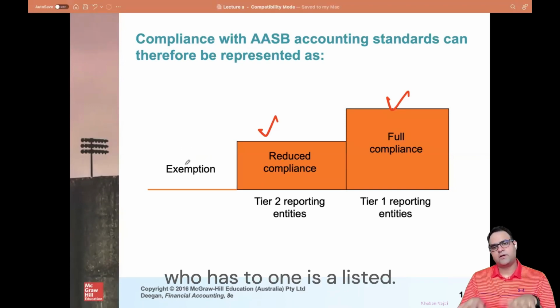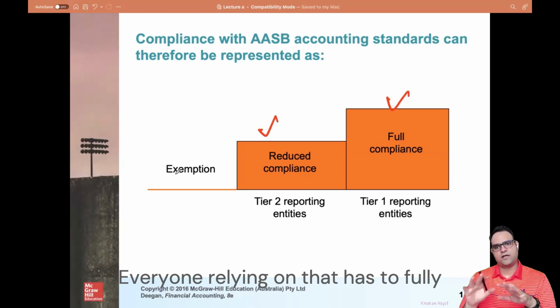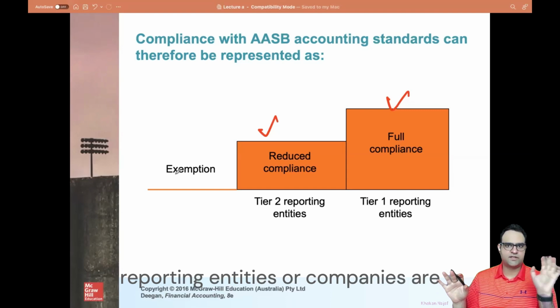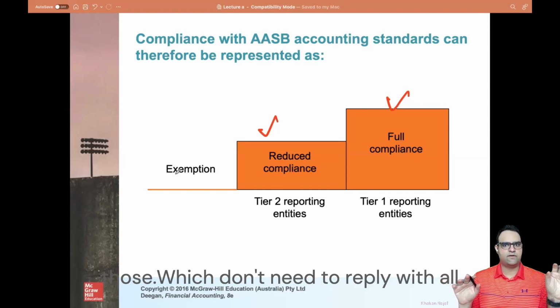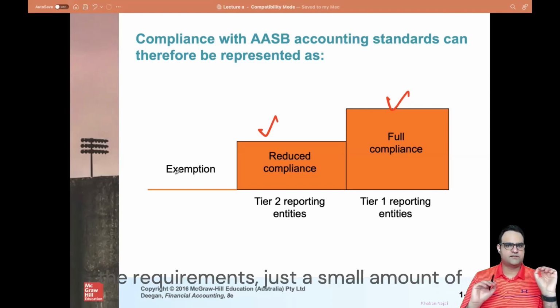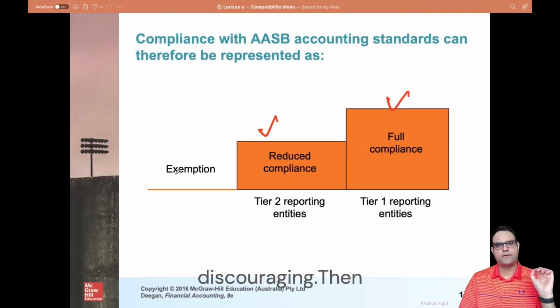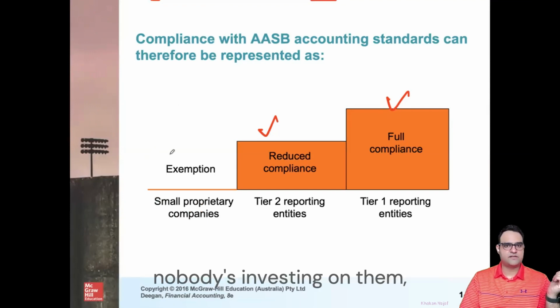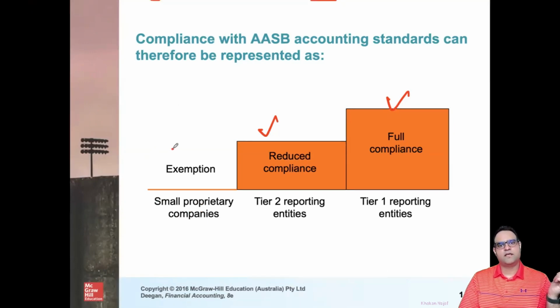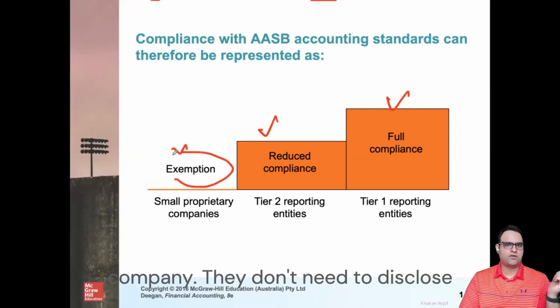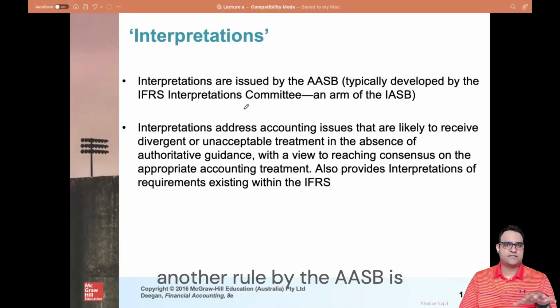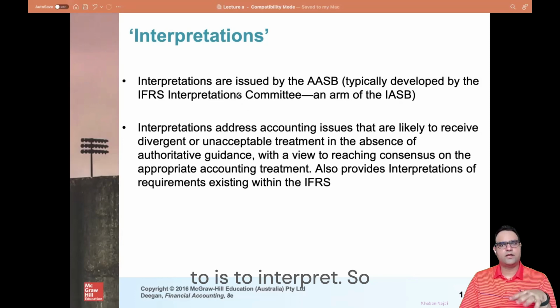One is the listed entity, where everyone is relying on it, so it has to fully comply. The other, tier two, covers reporting entities or companies which don't need to comply with all the requirements, just a small amount of disclosure. Then there are companies which are not listed, where nobody is investing. Even a sole proprietor, like a company with only 1%, doesn't need to disclose anything, so they have full exemption.